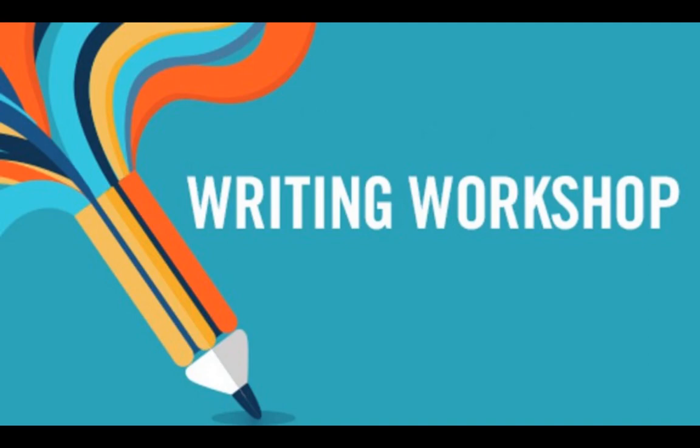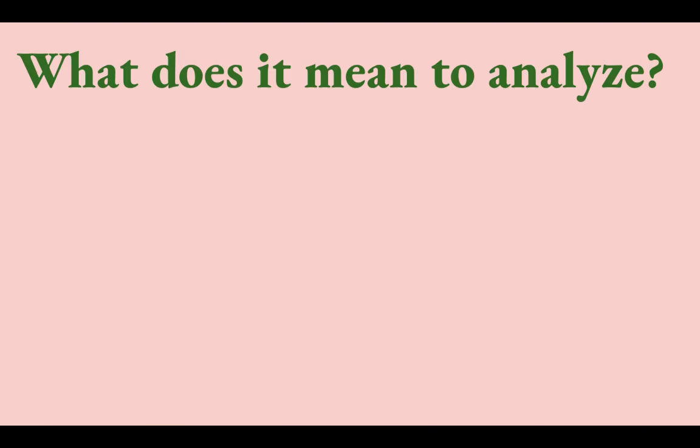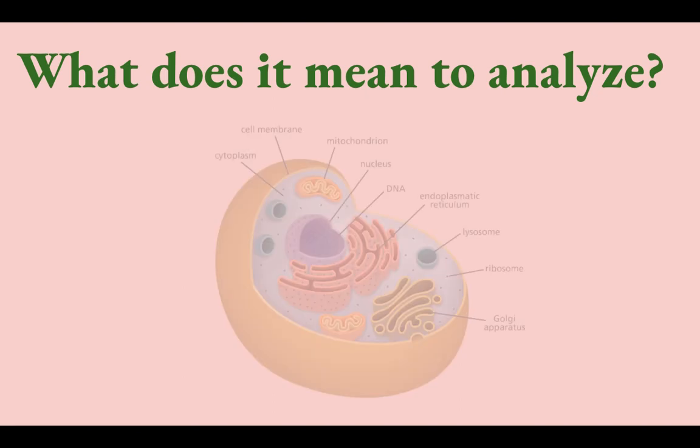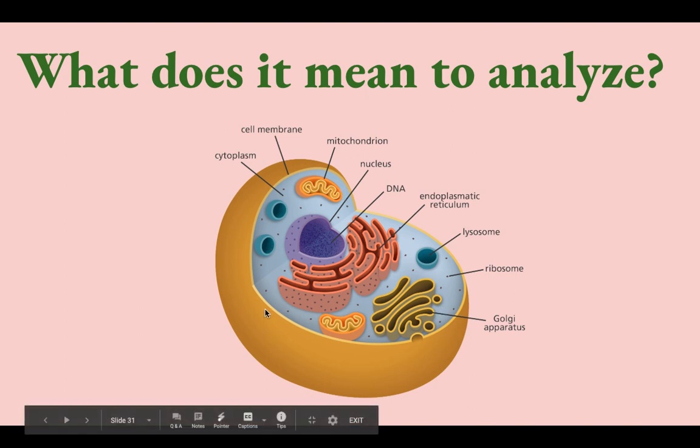Okay, this is the next video in the writing workshop, and it is about analysing your evidence. So what does it mean to analyse? Well, if you were in science and I said go and analyse a cell, you would probably tell me about all its individual parts. For example, the mitochondria is the powerhouse of the cell, and it affects the whole cell in such a way. That's what analysing is. It's breaking down its small parts and applying it to the big part.